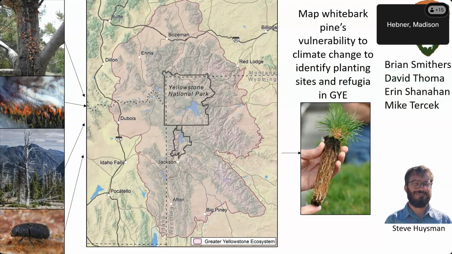The goal is to look at climate and water balance thresholds of whitebark pine currently and map those climate abiotic stressor thresholds, along with the prevalence of disturbance agents of whitebark pine: white pine blister rust, wildfire, drought, and bark beetle. They overlay all of those different maps to come up with a useful management tool to map whitebark pine's vulnerability to climate change and global change, and identify good planting sites and refugia in the Greater Yellowstone ecosystem.